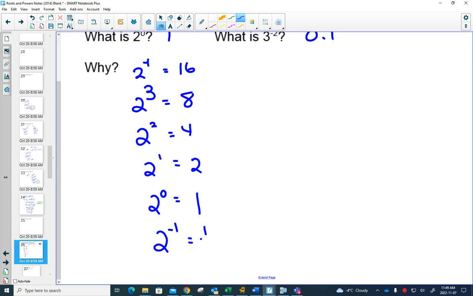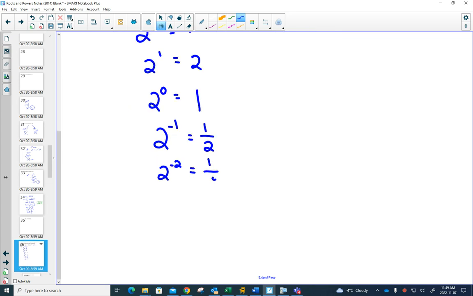1/2. And if you did it again? 1/4, which very coolly, I don't know if that's a word, is 1/2 squared. And 2 to the minus 3, cut this in half again, you would get 1/8, which, I'll misuse that word again, very coolly is 1/2 to the 3.